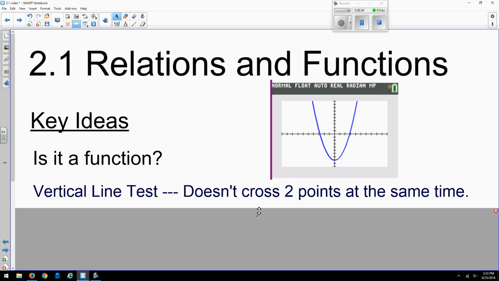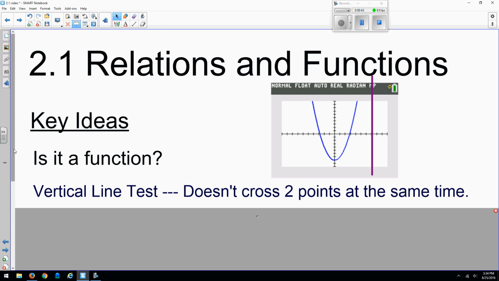The vertical line test. So, if you remember back to Algebra 1, the vertical line test says that if we take a vertical line and slide it through the graph, it cannot hit the graph more than once. If it does, then it's not a function. And we'll certainly talk about this a little bit more in class to refresh your memory.